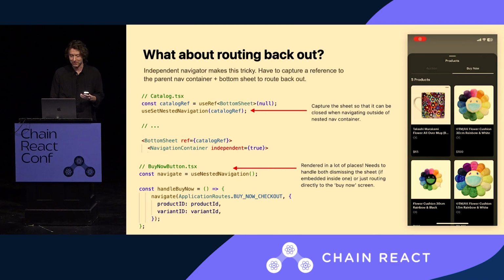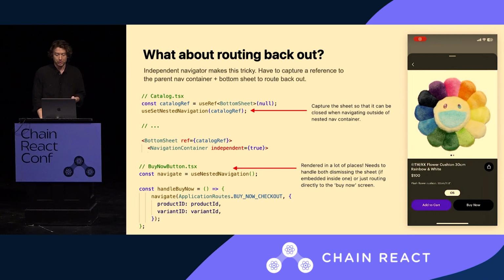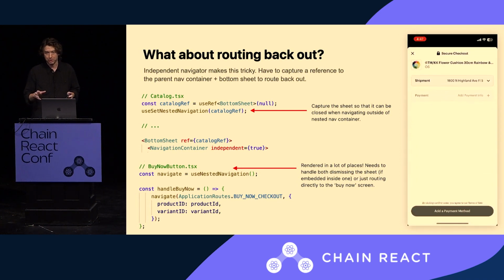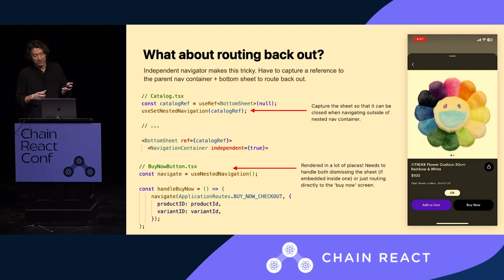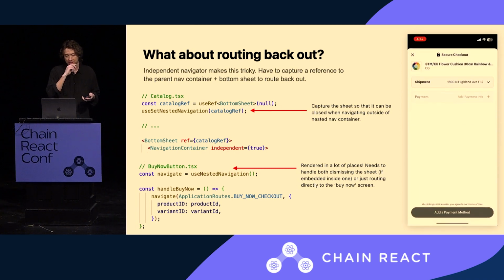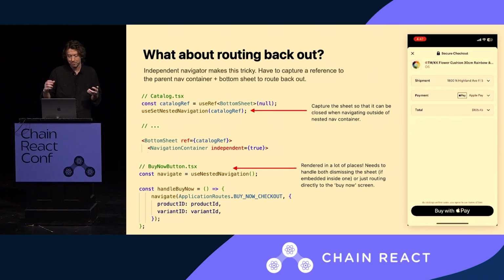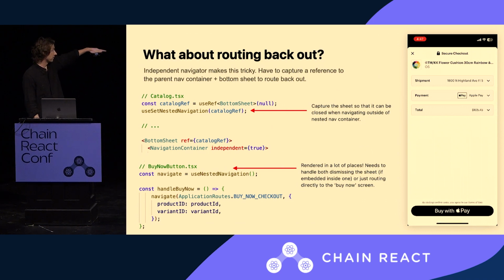The other problem we ran into was routing back out. Littered throughout the application, we've got a bunch of product detail screens. One of them is embedded in the sheet. Some of them are in different parts of the navigation stack. So one thing we had to do with some of the CTAs we've built is create a wrapped navigate call. You see that with the buy now button in the lower half of the screen.